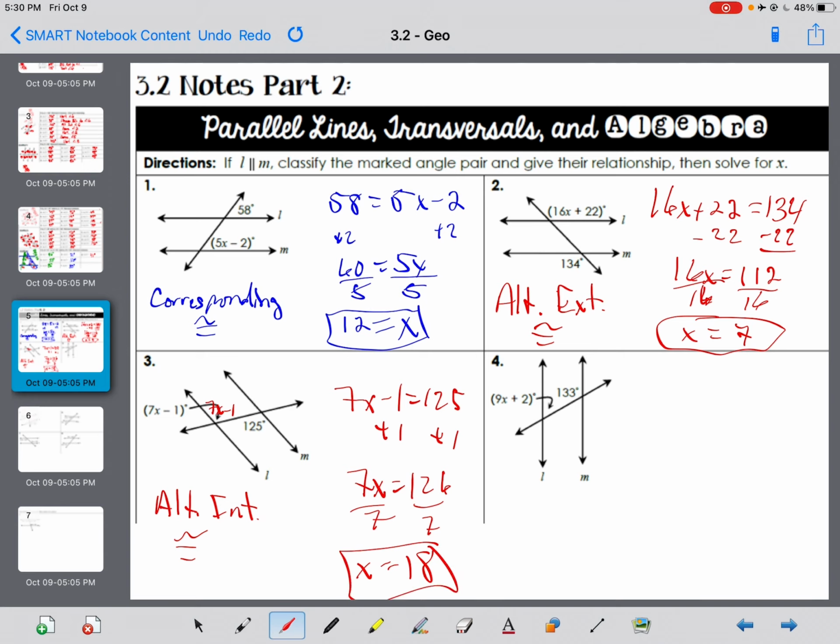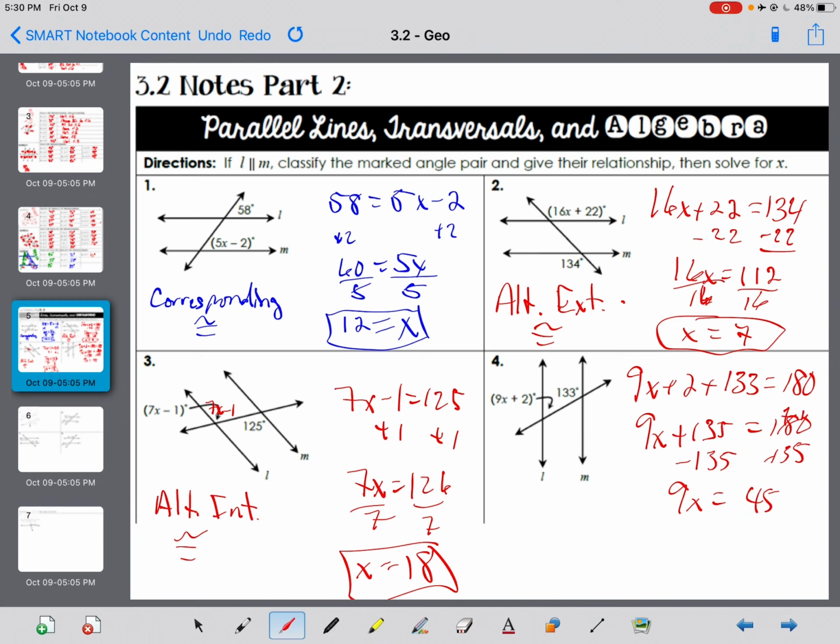Now that one's a little too tight, but they're both inside and they're on the same side. Same side, supplementary. So that means 9x plus 2 plus 133 is going to be equal to 180 degrees. So 9x plus 135 equals 180 degrees. Subtract 135. 9x equals, let's see, 10 minus 5 is 5. 7 minus 3 is 4. 1s are gone. Divide by 9. X equals 5.